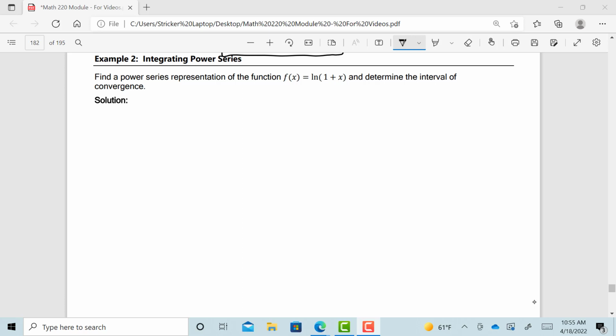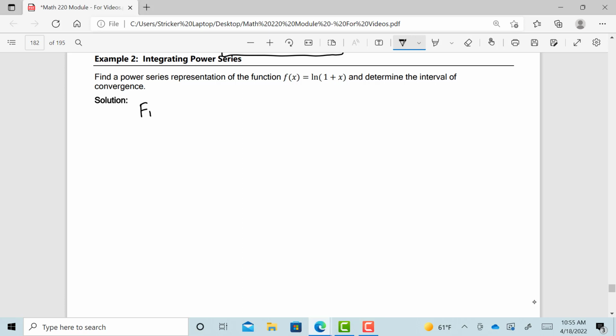Now, we don't know the power series representation for natural log. However, if you take the derivative of natural log, what are we going to end up with? We're going to end up with 1 over 1 plus x, which does look like the sum of our geometric power series that we've been using. So let's write that out.